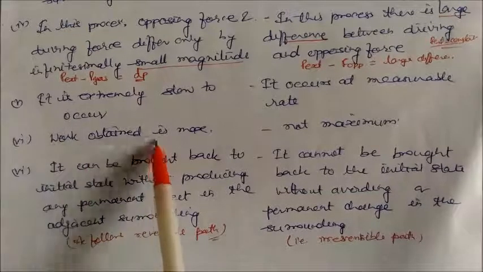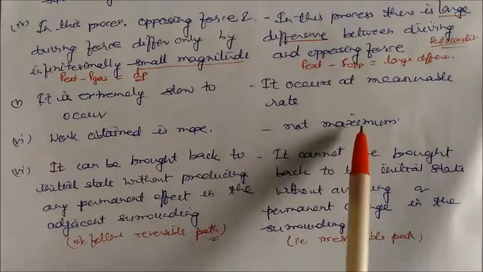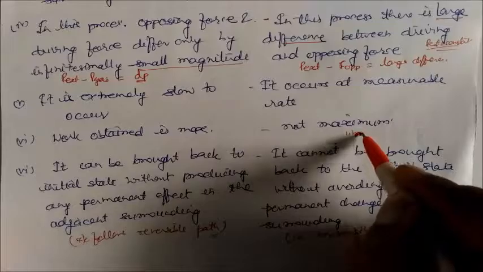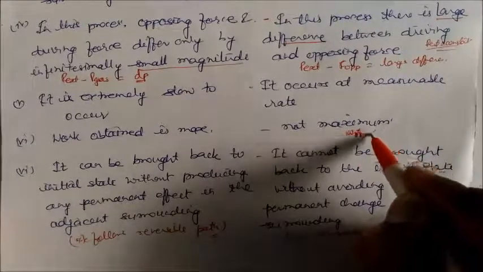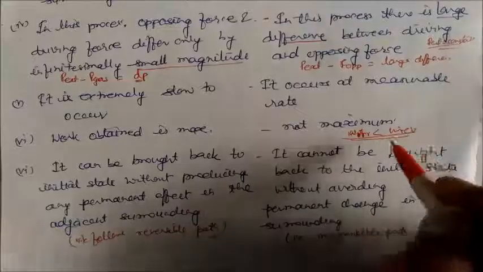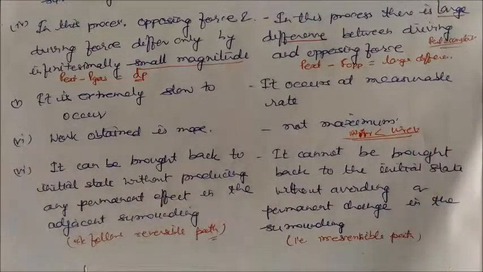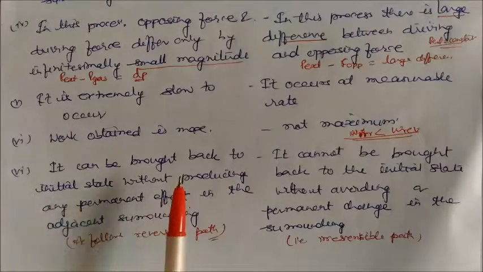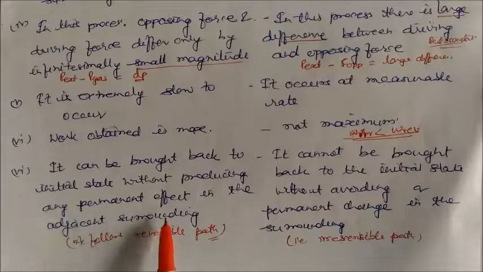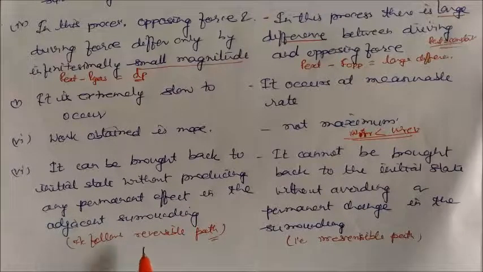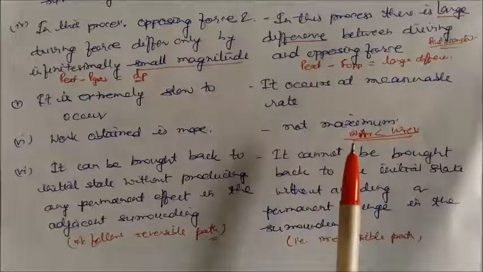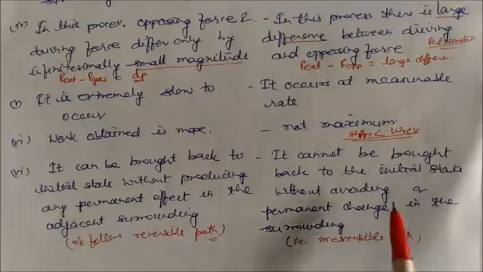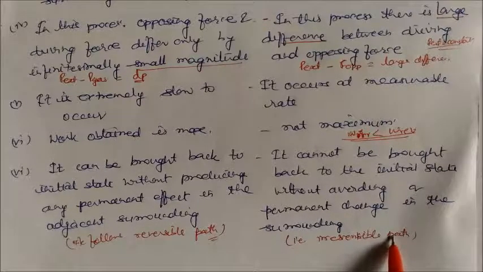In this process, the opposing force and driving force differ only by an infinitesimally small magnitude. That is, P external minus P pressure of the gas is equal to dP. This is a small value. But in this process, there is a large difference between the driving and opposing force. External pressure is always constant, so external pressure minus the opposing or resisting force is a large difference. It is extremely slow to occur, very slow, as we have discussed, but this one occurs at measurable rates. In the irreversible process, the rate can be measured.